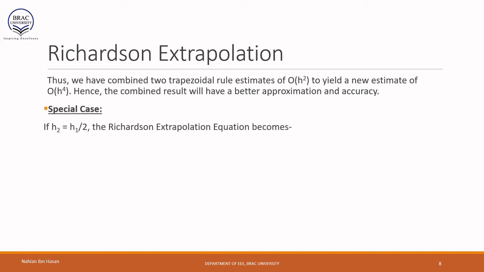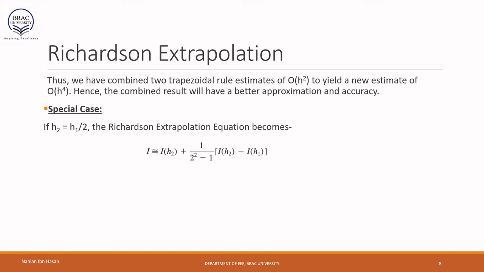So a special case: let's say we have h2 equal to h1 by 2. That means in the second case we are just taking the width of the segment as half of the first width of the segment. So h2 equal to h1 by 2.